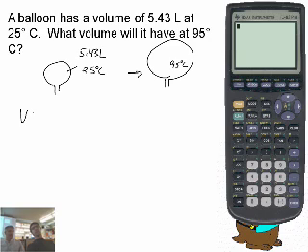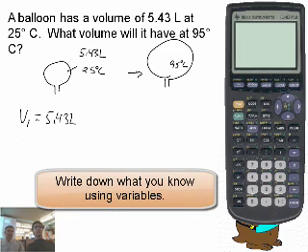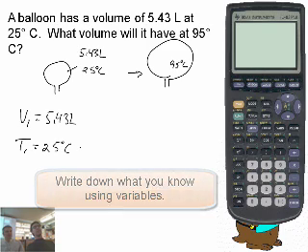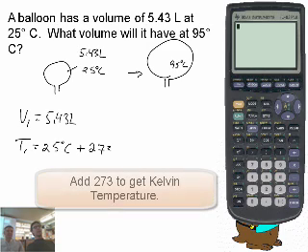But we don't do Celsius. I know. But let's write down what we know. So we know our volume, our V1, is 5.43 liters. Our T1 is 25 degrees Celsius, but that's wrong. We don't like that. So I have to add 273. That's 298 Kelvin.